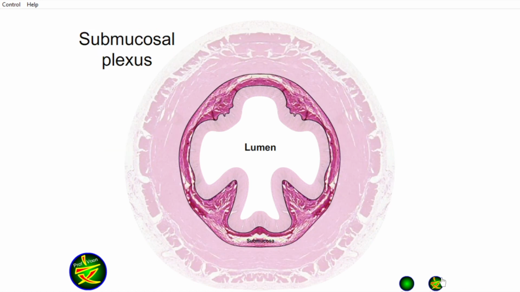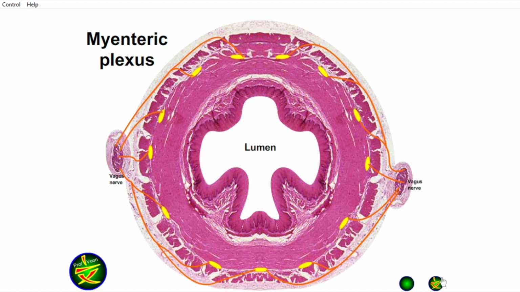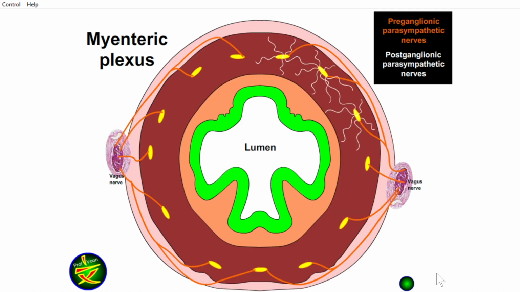Now, within the submucosa, there's also a submucosal plexus, also a parasympathetic plexus, but for our purposes, we will use the myenteric plexus between the inner and outer longitudinal muscles to study more and increase our idea of the parasympathetic nerves that go. And here we see that there are postganglionic parasympathetic nerves supplying both the inner and outer longitudinal muscles.